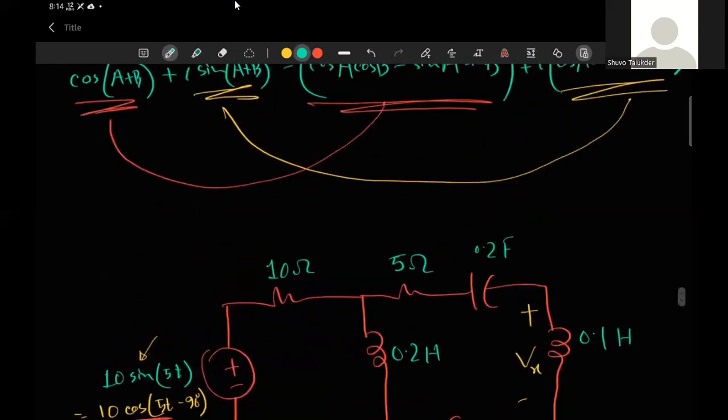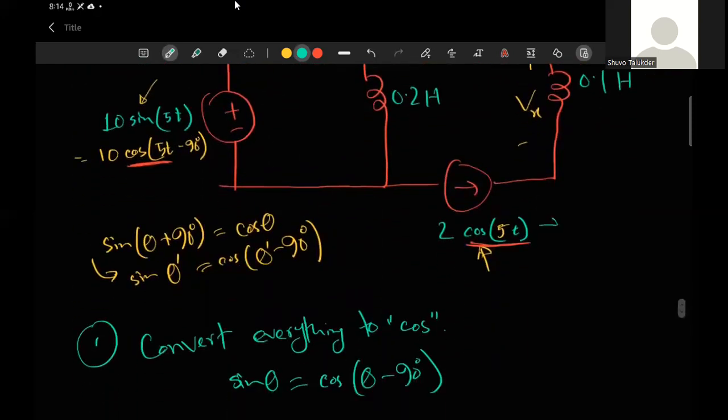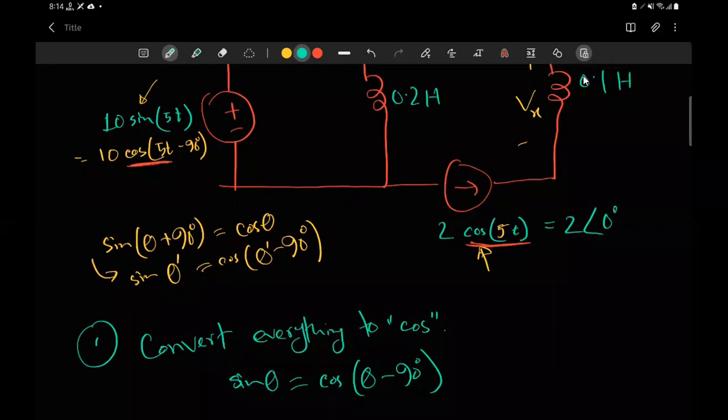So tell me, what should be the complex equivalent of this value? Someone please tell me, what's the complex equivalent of this 2 cos 5t? So 2 angle 0. Yes, 2 angle 0 degrees. That's it. Converting to a complex number is quite easy. Just 2 angle, whatever the phase angle is written here.